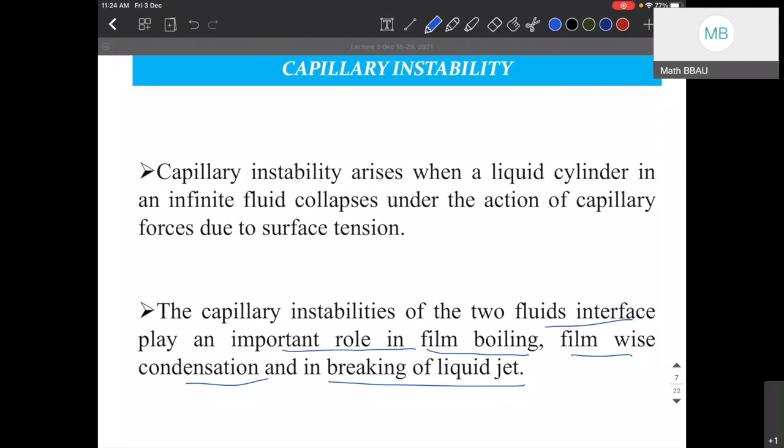When we close a water tap, the water breaks into drops. It is due to the surface tension. But when we open the water tap, the velocity of the water is higher than the atmospheric air. Then at the interface, KH instability also occurs.